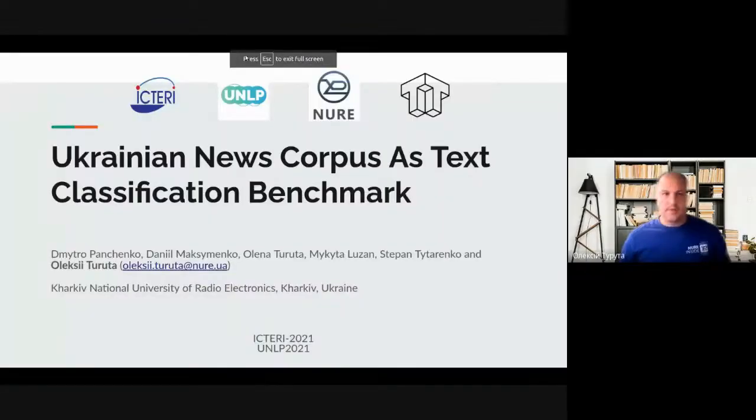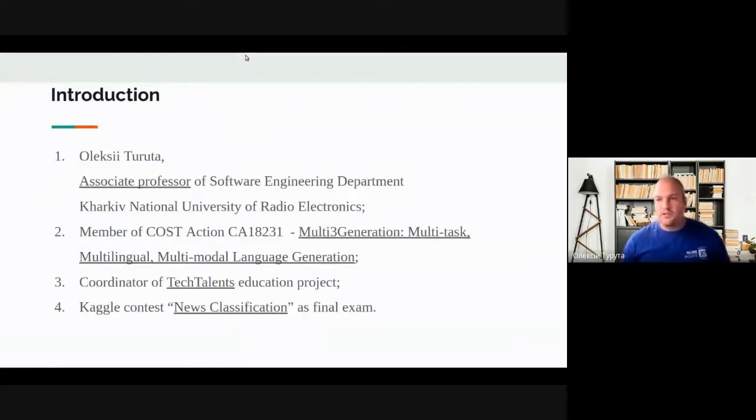Thank you, Oleksii. I would like to present my paper, Ukrainian Use Corpus as Text Classification Benchmark. I am Associate Professor of the Software Engineering Department of Kharkiv National University of Radio Electronics, and my research interest is multimodal data analysis. Usually it's text and images, but my interest is in merging this information. I am also a member of a COST Action of the European Commission on multi-generation, multitask, multilingual and multimodal language generation.